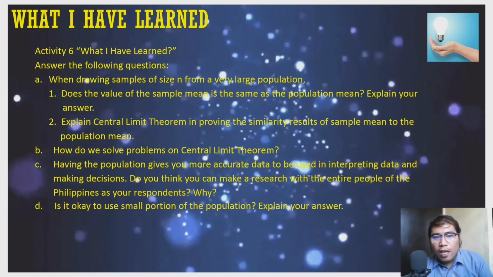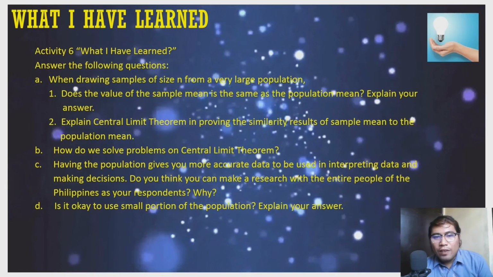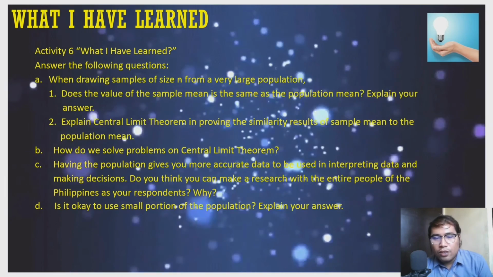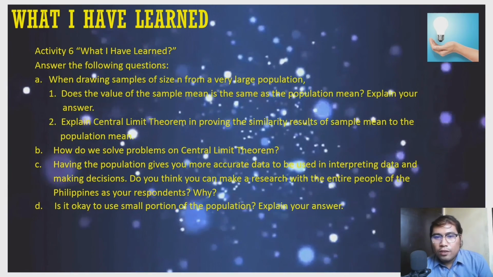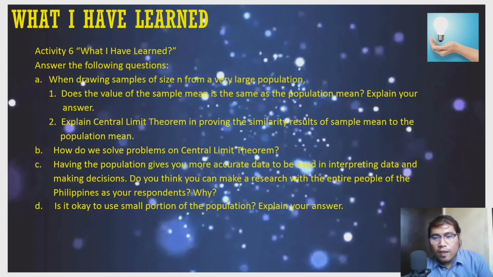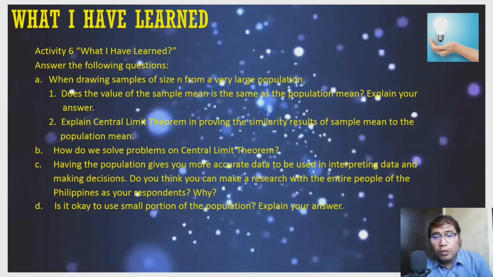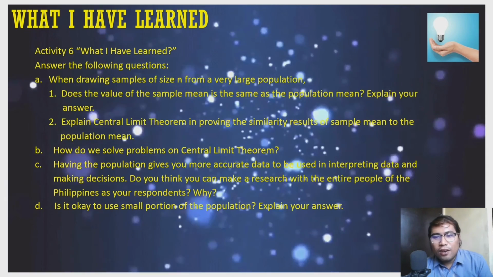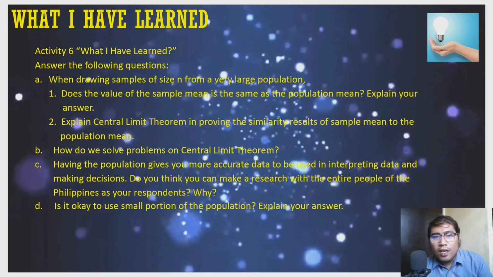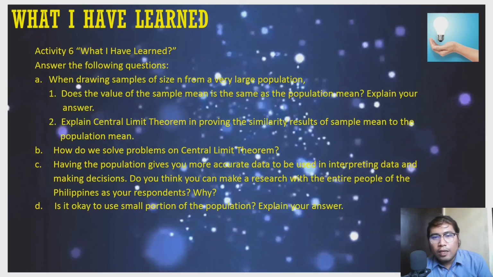Letter B, how do you solve problems on central limit theorem? Letter C, having the population gives you more accurate data to be used in interpreting data and making decisions. So do you think you can make a research with the entire population or the entire people of the Philippines as your respondents? Why? Letter D, is it okay to use a small portion of the population? Explain your answer. You may pause this video for a while for you to have time answering this activity number 6. And if you are through with this, you may resume playing this video.